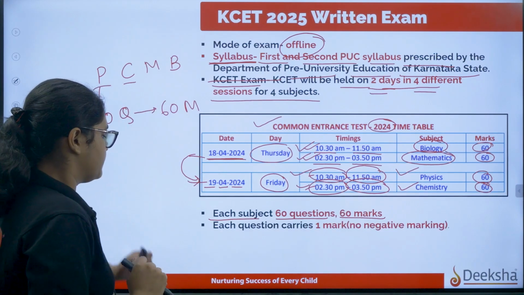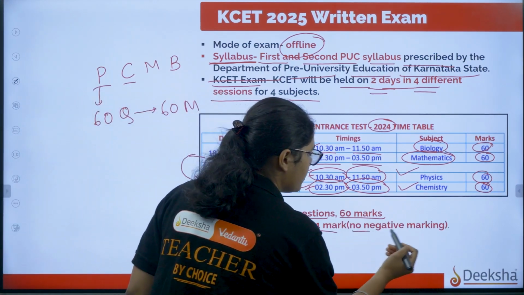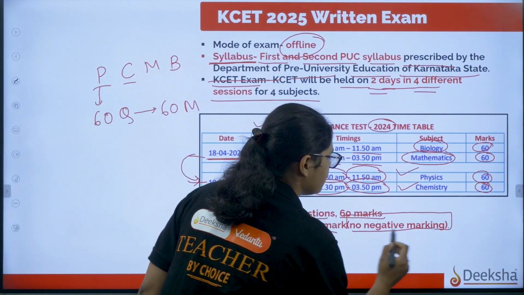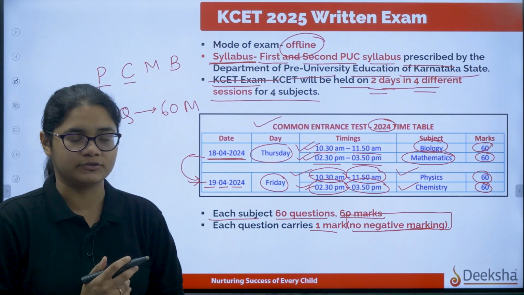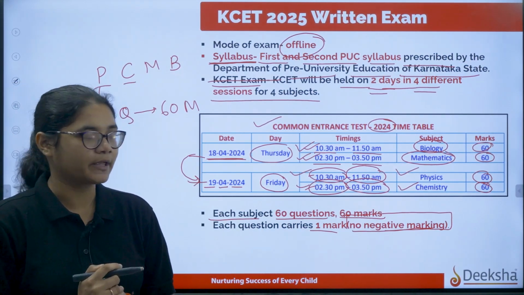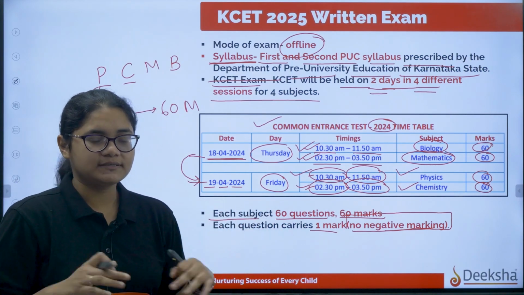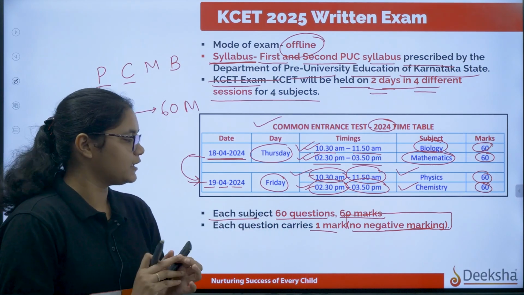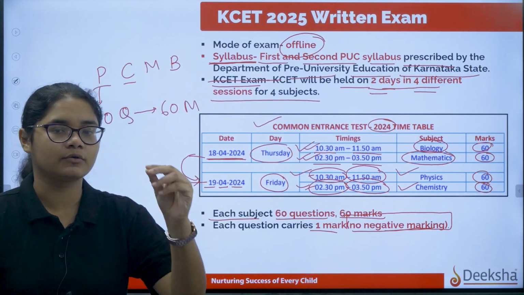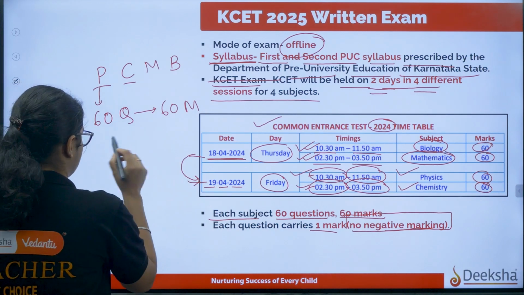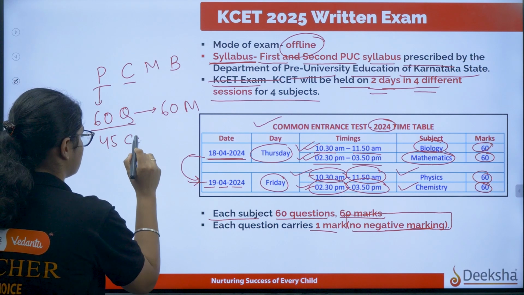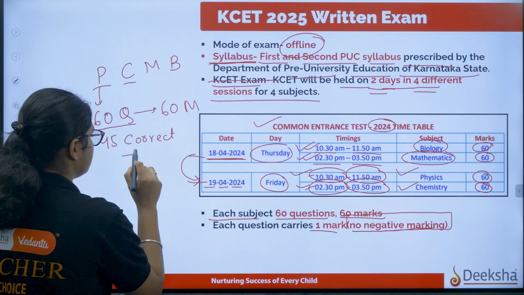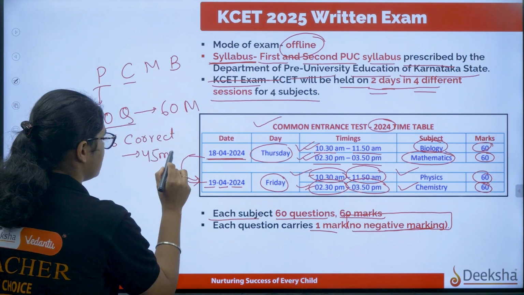Now each question carries 1 mark, no negative marking. This is a very important thing, and one thing which makes it very different from other exams. There is no negative marking, so you can attempt all the questions. Now what is the meaning of negative marking? Suppose there are 60 questions, and if you do 45 correct, then you will get 45 marks.